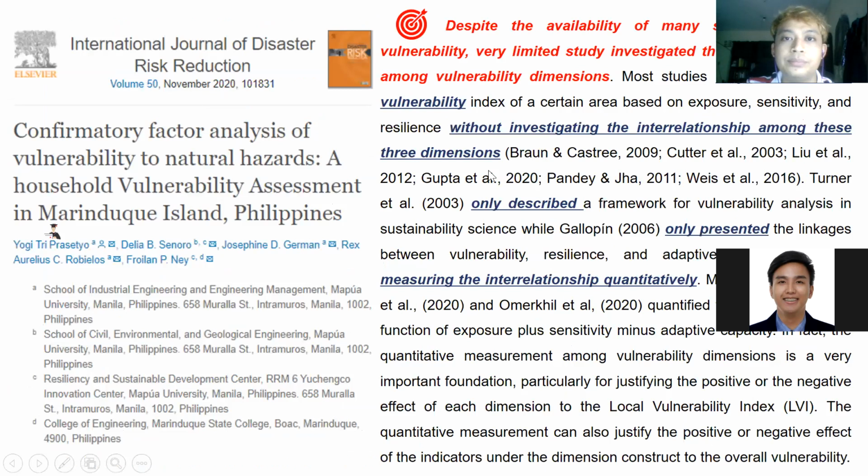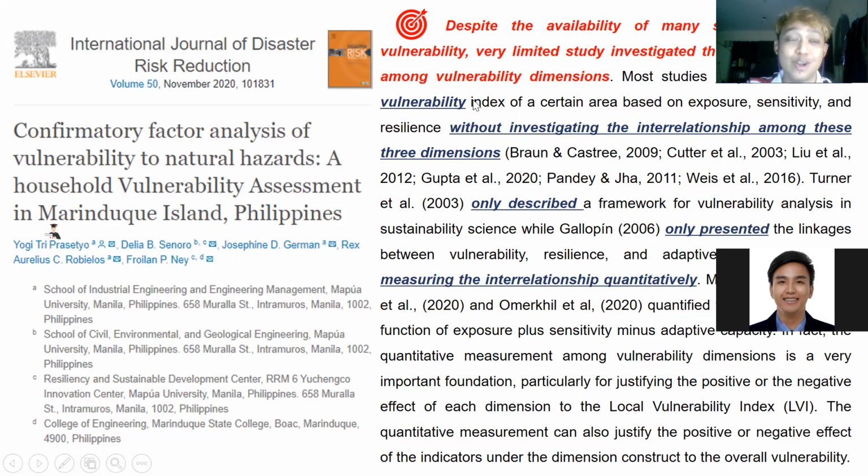Okay, this one is another way. Which one? Oh yeah, my study in Marinduque. Look at this one. Despite the availability of many studies, very limited study investigated the interrelationship among vulnerability dimensions. You can see this one is like criticizing. Turner et al. only described this, while this one only presented that. I can also attack this one too, but this one is a little bit strong.